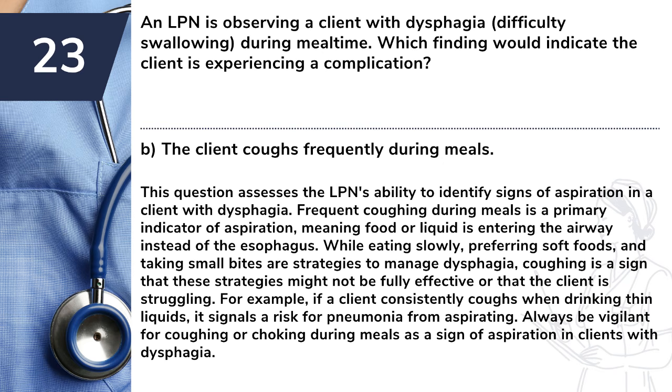Answer: B. The client coughs frequently during meals. This question assesses the LPN's ability to identify signs of aspiration in a client with dysphagia. Frequent coughing during meals is a primary indicator of aspiration, meaning food or liquid is entering the airway instead of the esophagus. While eating slowly, preferring soft foods, and taking small bites are strategies to manage dysphagia, coughing is a sign that these strategies might not be fully effective or that the client is struggling.